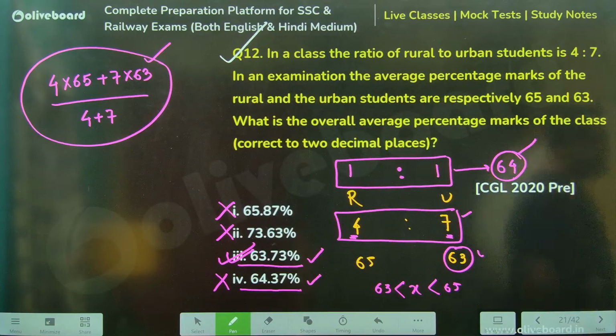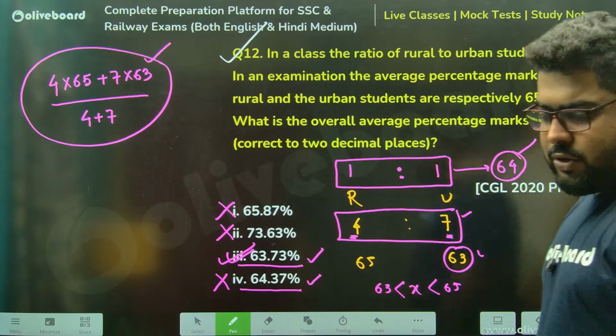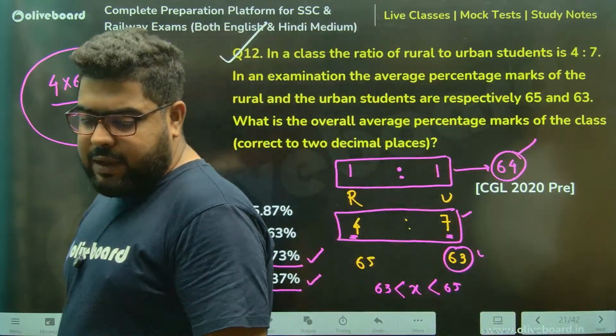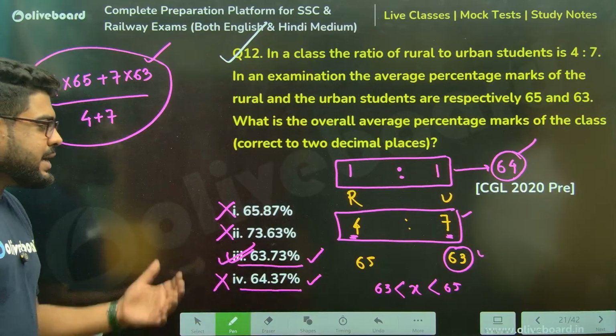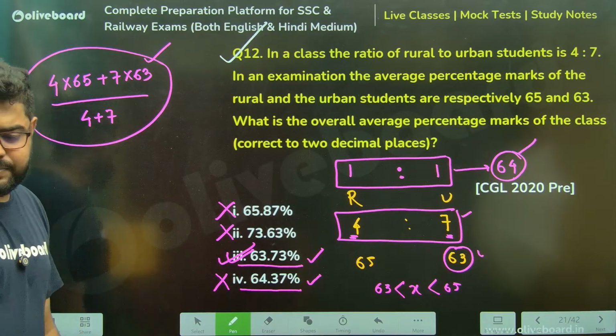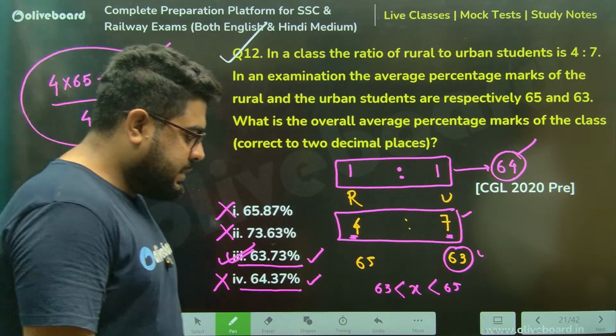Is this clear, everyone? How did I solve? A quick yes or no, please. Because the calculations were like this, I decided to go like this. Yes, clear, sir?